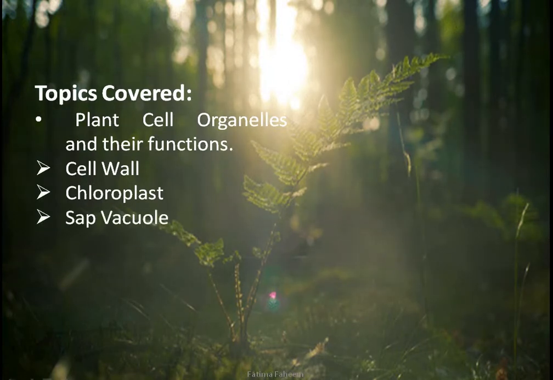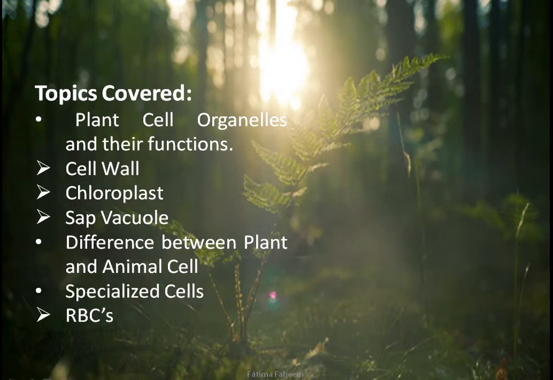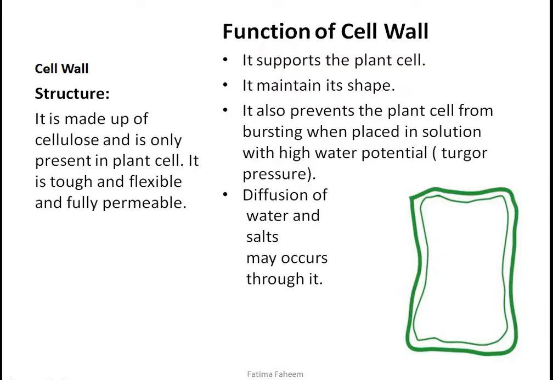We will look upon the sap vacuole, its function and structure. Then we will see some differences between plant and animal cells. We will also look upon some specialized cells, for instance RBC. First of all is the cell wall.